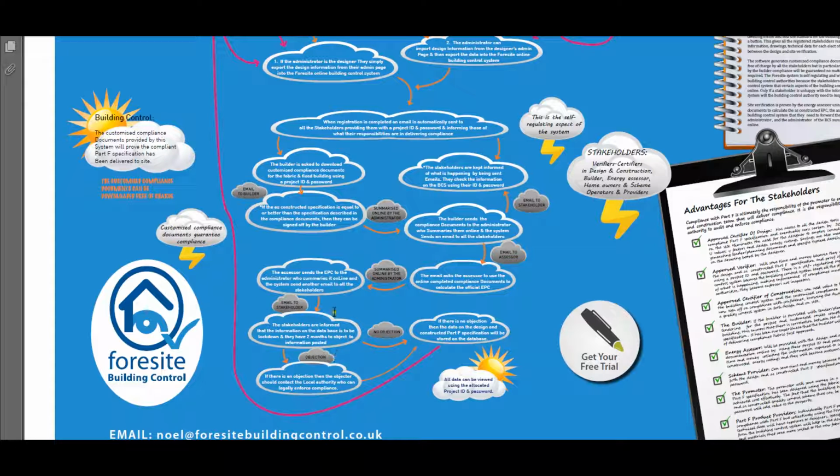If there are any objections, then the objector should contact the Building Control Authority who can enforce compliance. If there is no objection, all the design and construction compliance documentation and proof of compliance is stored permanently on the database and can be viewed using the allocated project ID and password.